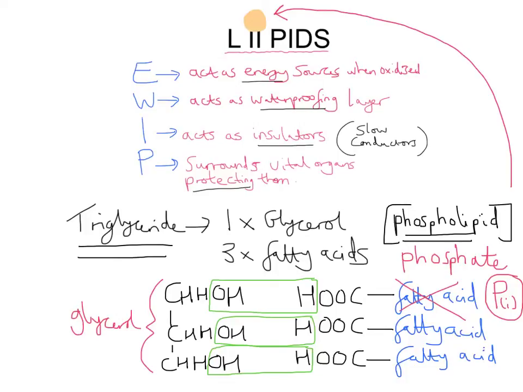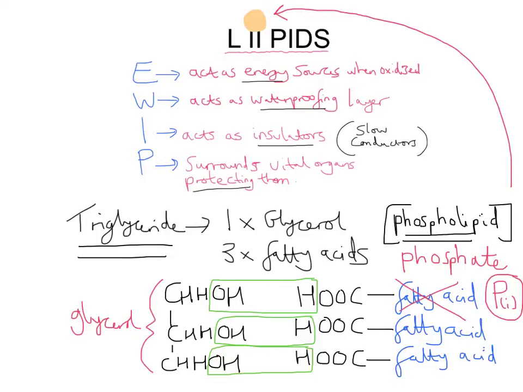So that's just a little bit about the difference between a triglyceride and a phospholipid. A triglyceride has 3 fatty acids, a phospholipid has 2 and a phosphate group attached. And we've just said a little bit about the functions of lipids, so energy, waterproofing, insulation, and protection.